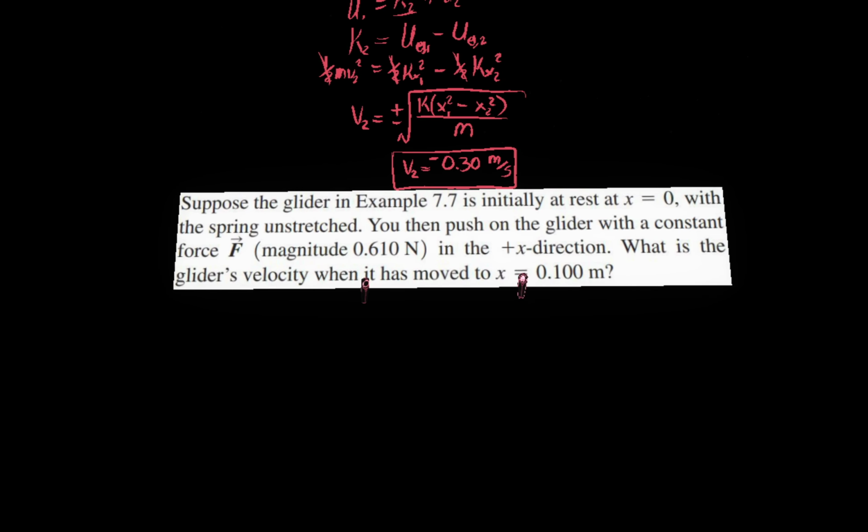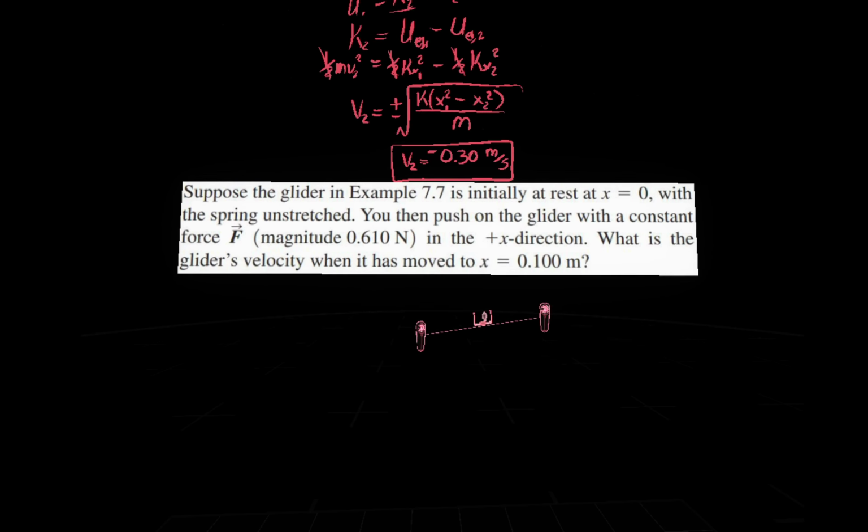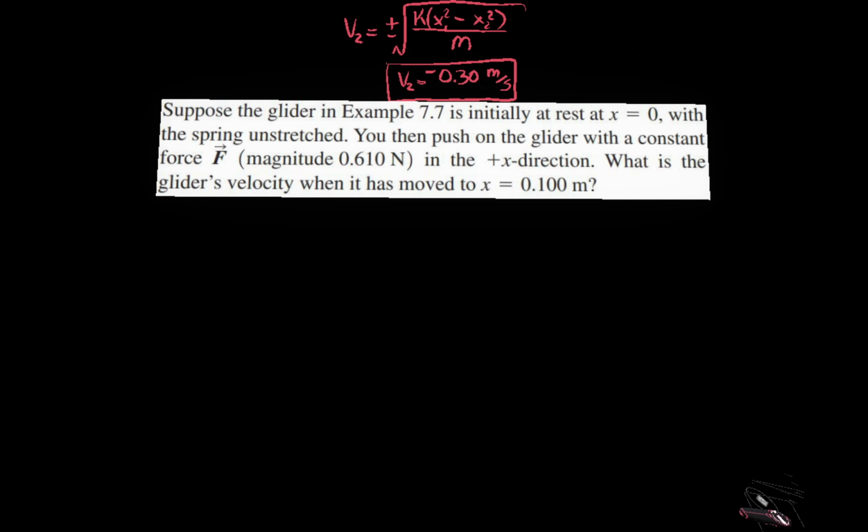So suppose the glider that we just did is initially at rest at x equals 0 with the spring unstretched. You then push the glider with a constant force F, right? So this is going to be elastic potential energy present and also some other work. We're pushing it. And we're pushing it in the positive x direction. What is the glider's velocity when it is moved to x equals 0.100?